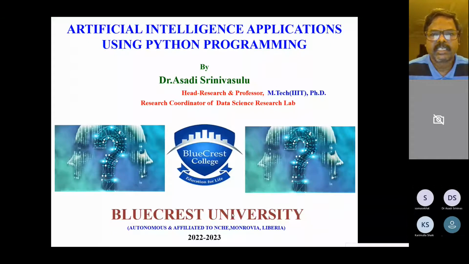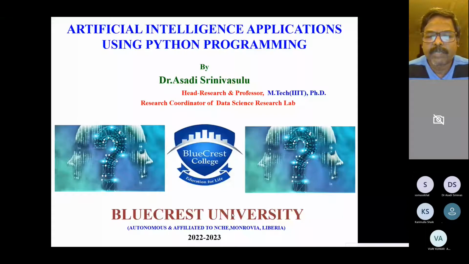Today I am going to explain various artificial intelligence applications by using Python programming. Python is a scripting and object-oriented programming language. Python is so popular because of the rich number of libraries presented. Python was developed by Guido van Rossum. He is from the Netherlands.